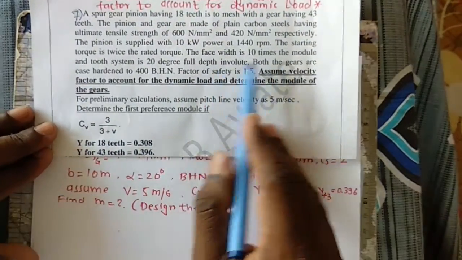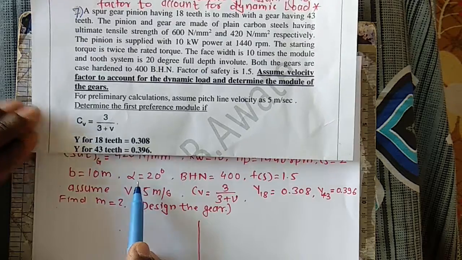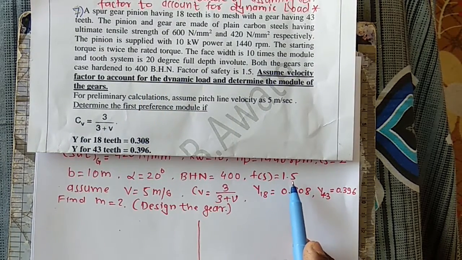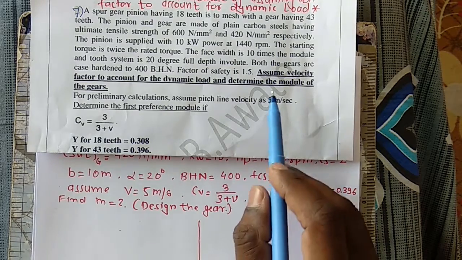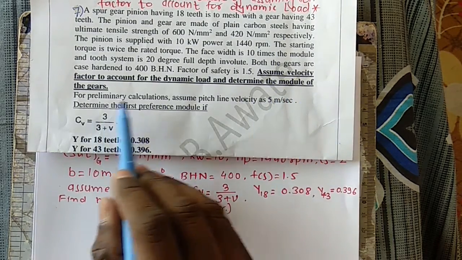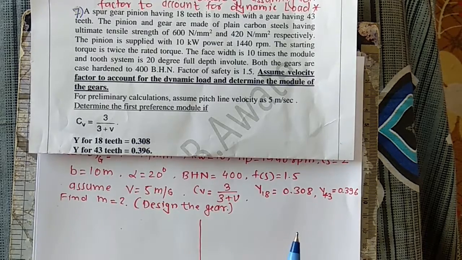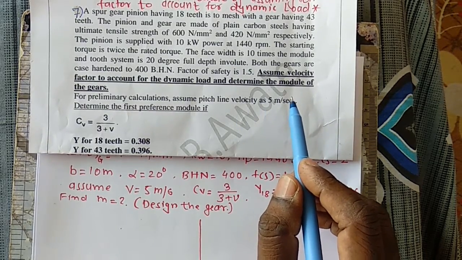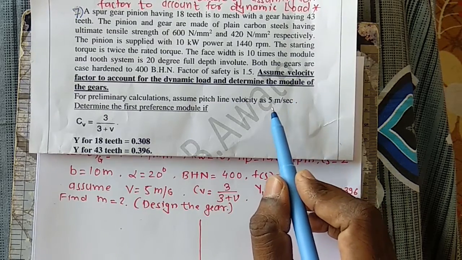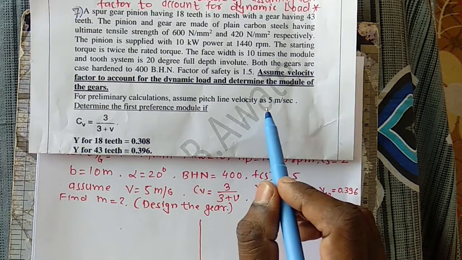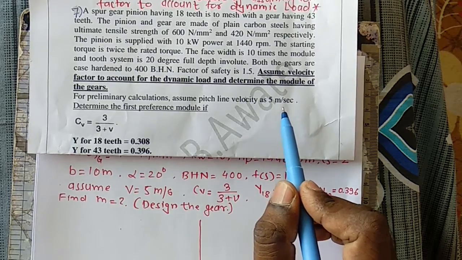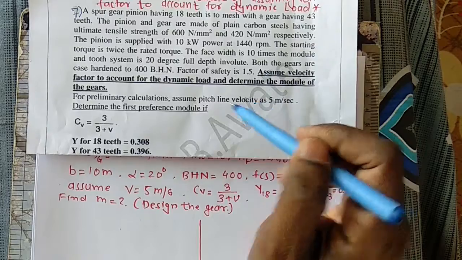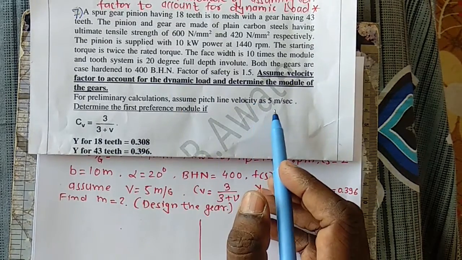Again, B is equal to 10 times module. Alpha is equal to 20 degree. BHN is 400. Factor of safety is 1.5. And again, assume velocity factor to account for dynamic load. Means whenever we are designing the gear, we have to use the velocity factor to account for dynamic load, and we have to determine the module. Again, they have said to use the pitch line velocity as 5 meter per second. They have specified all the elements like number of teeth on the pinion, B is equal to 10 m and V is equal to 5 meter per second.